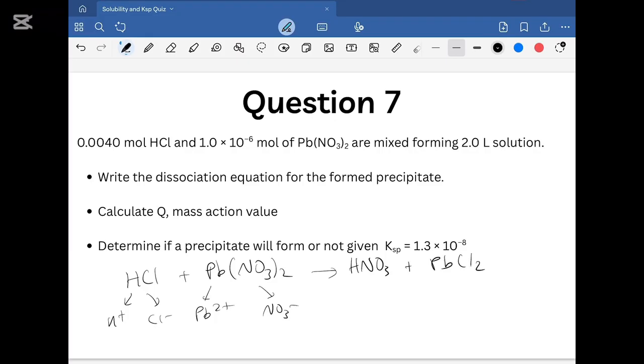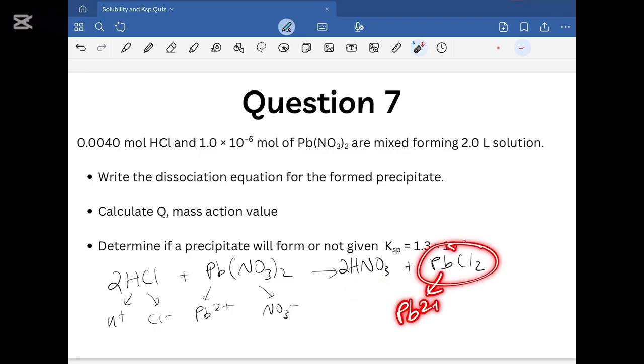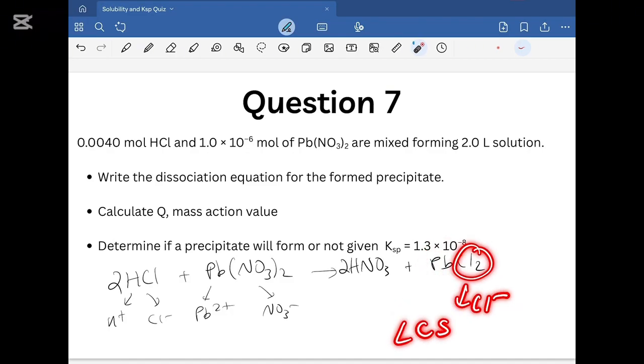PbCl2, and the reaction is not balanced, so I have to put 2 over here and 2 over here, but there's no need to balance the equation because they're only asking us about the precipitate. So this is soluble. However, the PbCl2, which is Pb2 plus and Cl minus, is insoluble. And this is because Cl minus is insoluble with LCS, where L stands for lead, which is Pb2 plus.